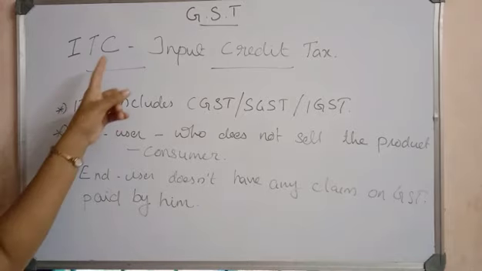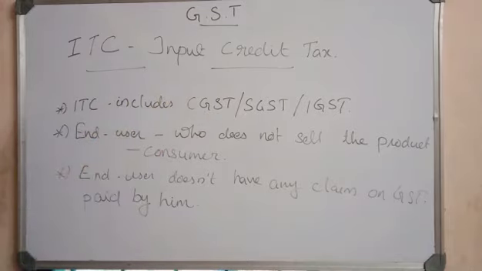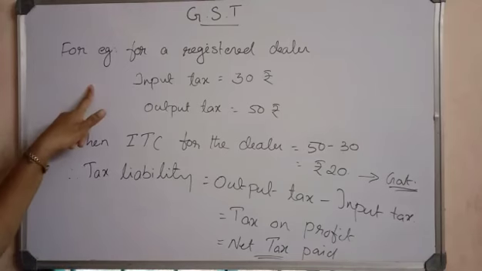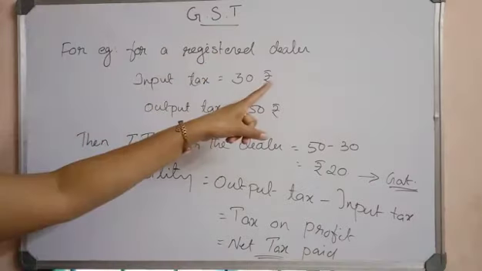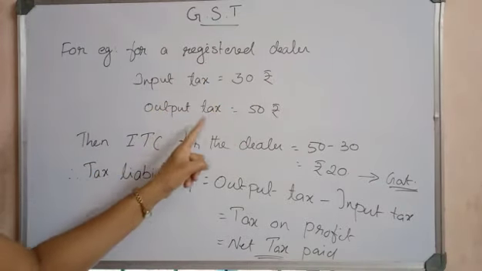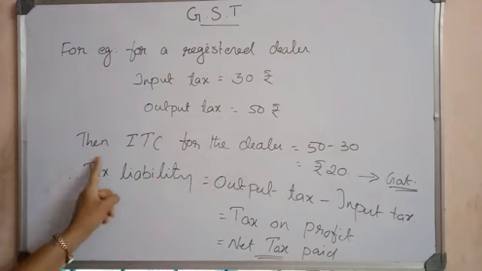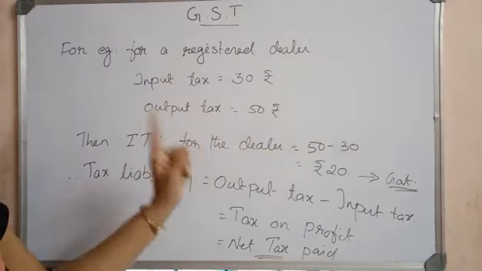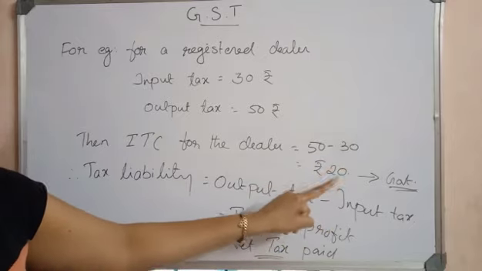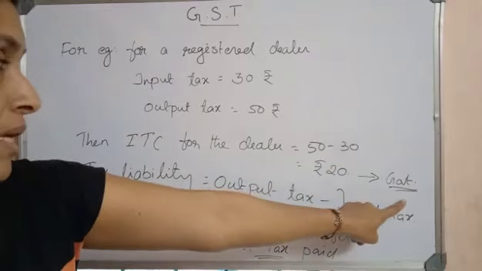Let's understand more about ITC with the help of an example. ITC means input tax credit. Consider this example. For a registered dealer, the input tax paid by him is rupees 30 and the output tax is rupees 50. Then input tax credit for the dealer is 50 minus 30, that is rupees 20, and this 20 rupees will go to the government.